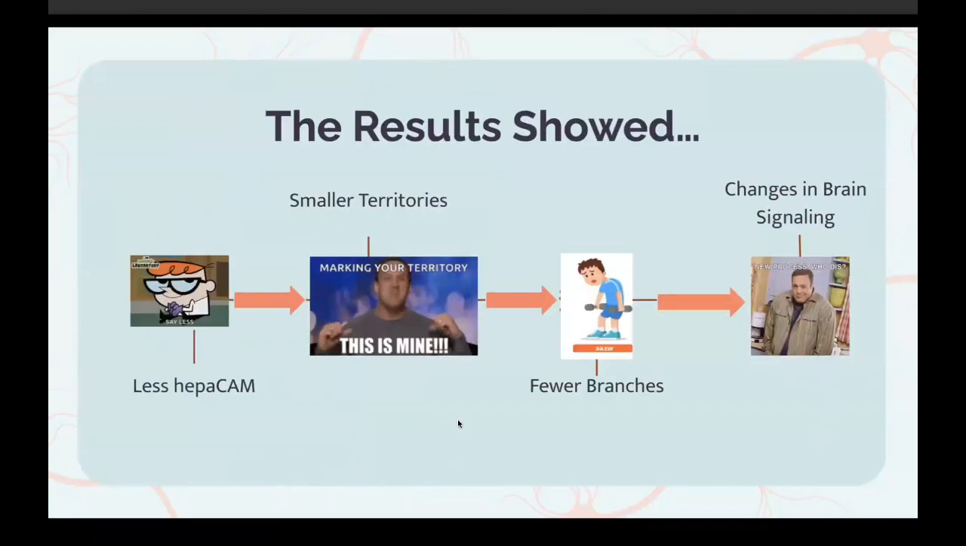Here's a more simplified version of the results. On the left, it starts with astrocytes with less hippocamp. Then it goes to small territories, as astrocytes can't claim their normal space in the brain anymore. This then leads into fewer branches being formed. Because their territories are smaller, the astrocytes are growing fewer branches. Finally, this changes the brain's signaling, as astrocytes can't function the same.